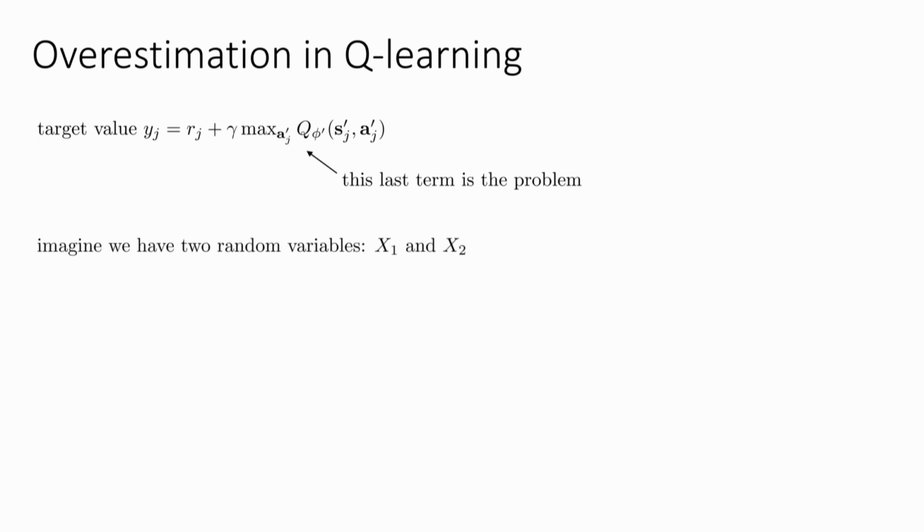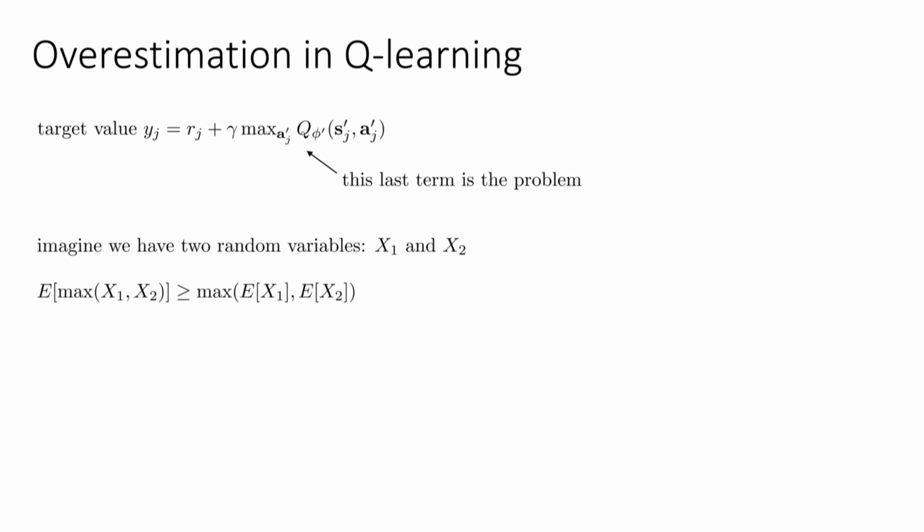Imagine that you have two random variables, x1 and x2. These random variables, you can think of them as, for example, the values of this noisy function at two different points. Or in the case of Q-learning, they're the Q values for two different actions. You can show very easily that the expected value of the max of x1 and x2 is always greater than or equal to the max of their expected values.